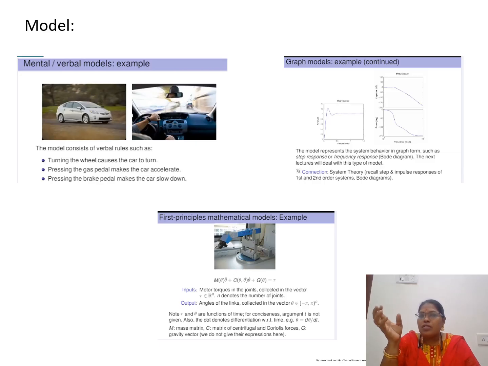Similarly, for the frequency response, you have two types of plots: one is the magnitude plot, another one is the phase plot. Using the magnitude and phase plots, we can easily check whether the system is stable or unstable, and analyze the gain margin, phase margin, gain crossover and phase crossover. So this is another model, that is nothing but the graphical model. And the third one is the mathematical model.